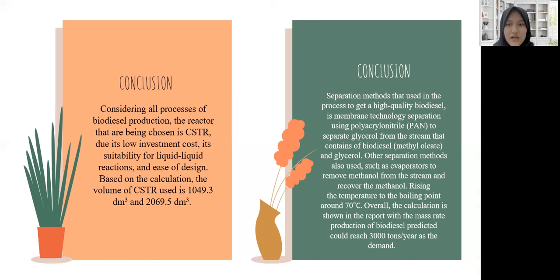The separation method used in the process to get a high quality biodiesel is membrane separation technology using polyacrylonitrile or PAN to separate glycerol from the stream that contains biodiesel, methyl oleate and glycerol. Other separation methods are also used, such as evaporators, to remove methanol from the stream and recover the methanol, raising the temperature to the boiling point at around 70 degrees Celsius. Overall, the calculation is shown in the report, with the mass rate production of biodiesel predicted to reach 3,000 tons per year as demanded.